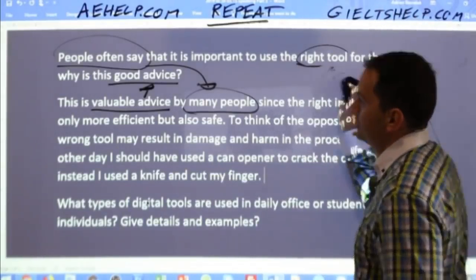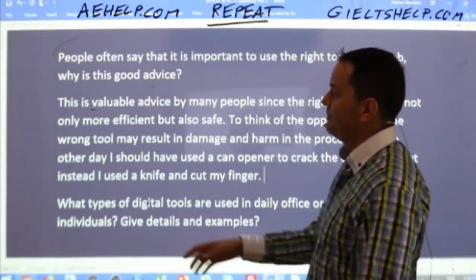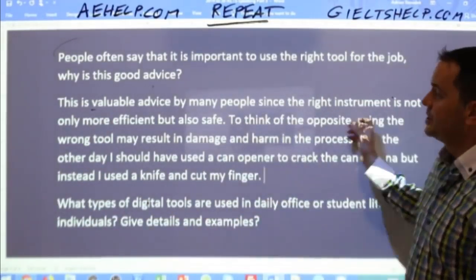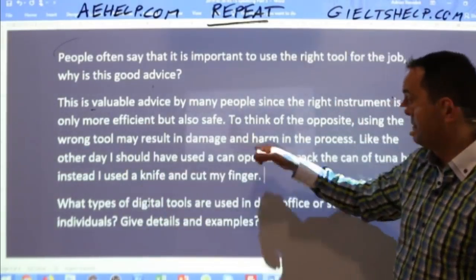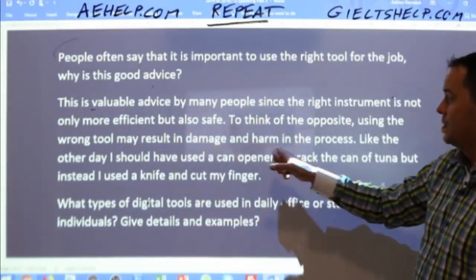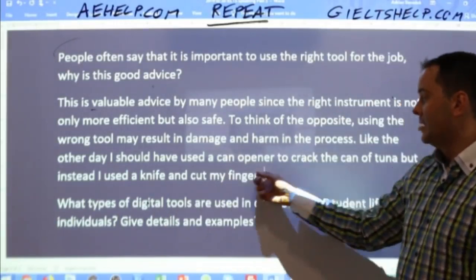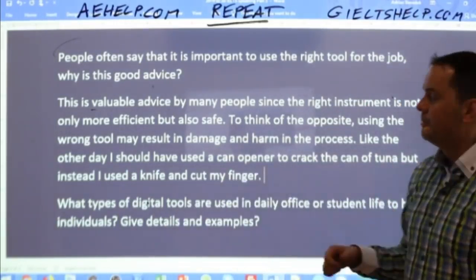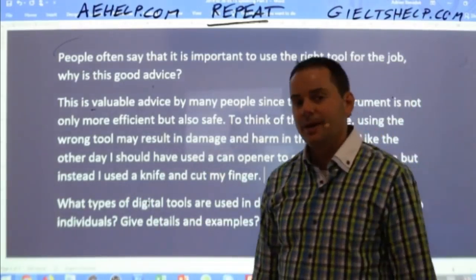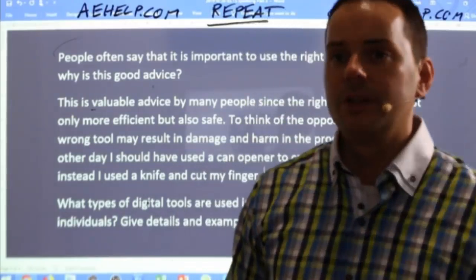Okay, so take a look at the answer, repeat after me. This is valuable advice by many people, since the right instrument is not only more efficient but also safe. To think of the opposite, using the wrong tool may result in damage and harm in the process. Like the other day, I should have used a can opener to crack the can of tuna, but instead I used a knife and cut my finger. Okay, so very visual, nice and fast, very clear.